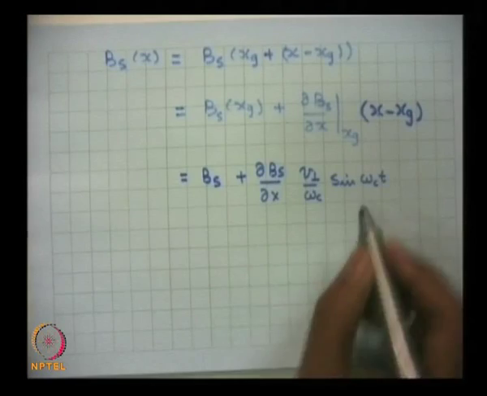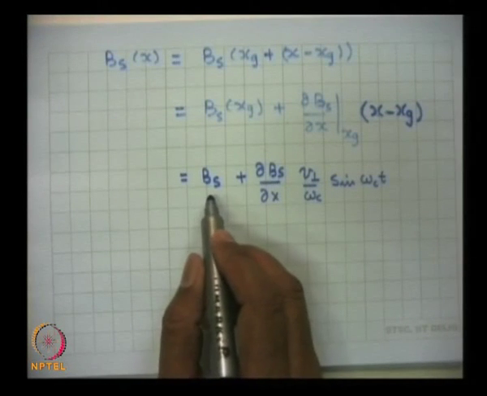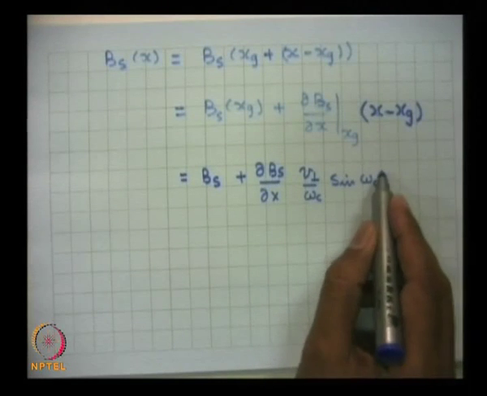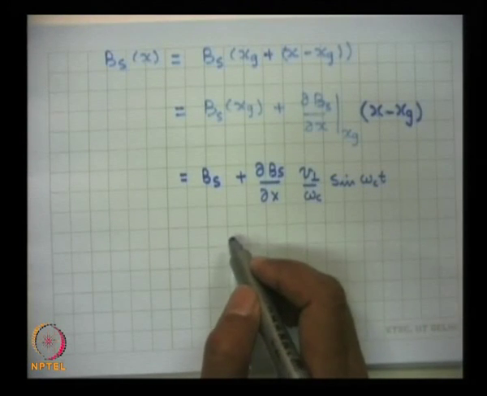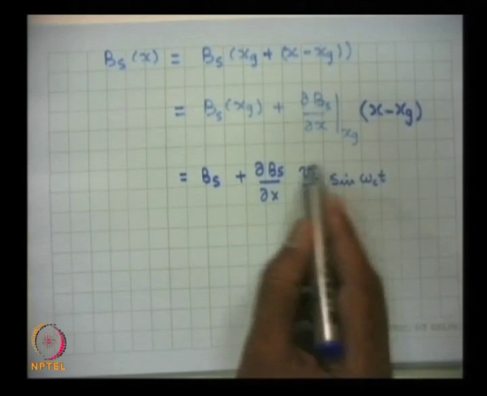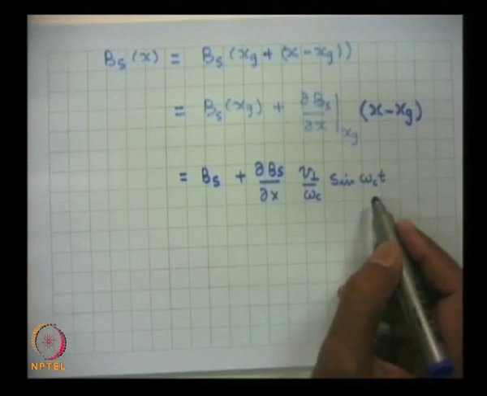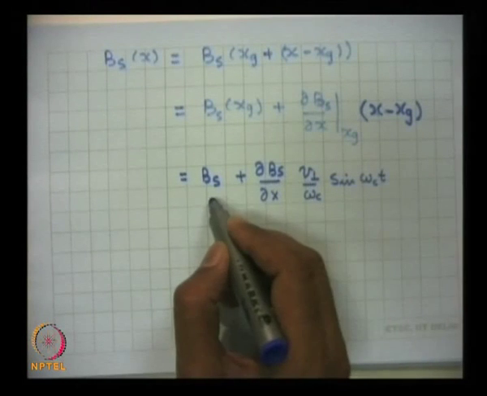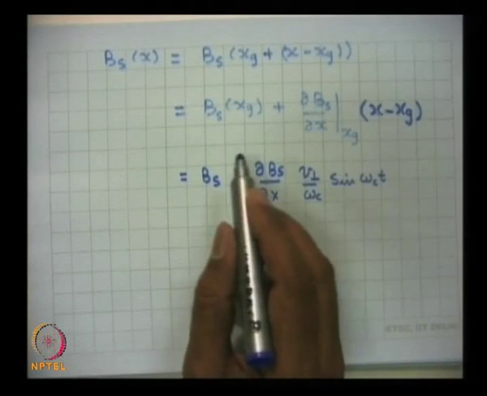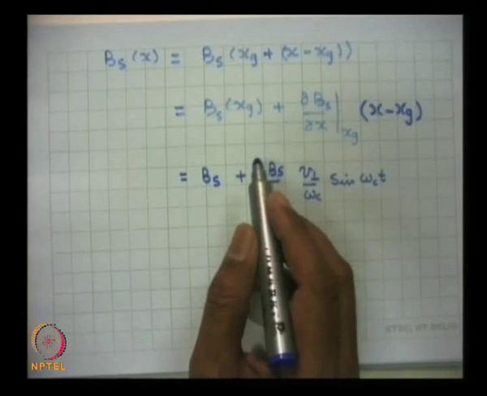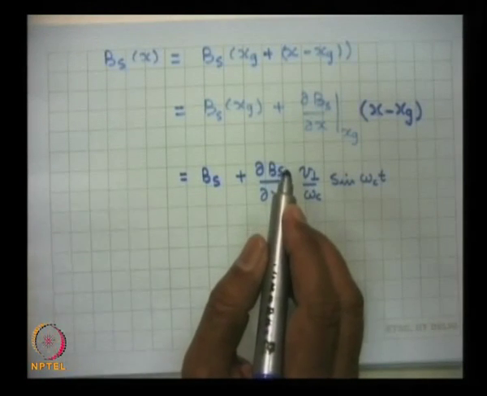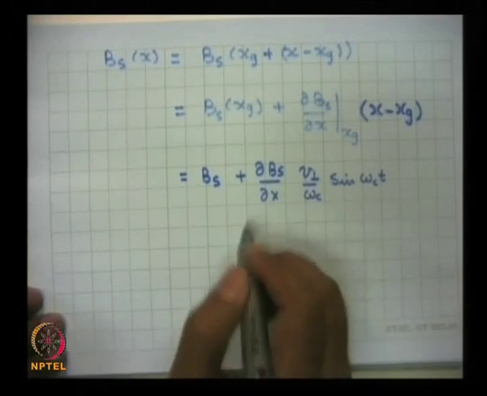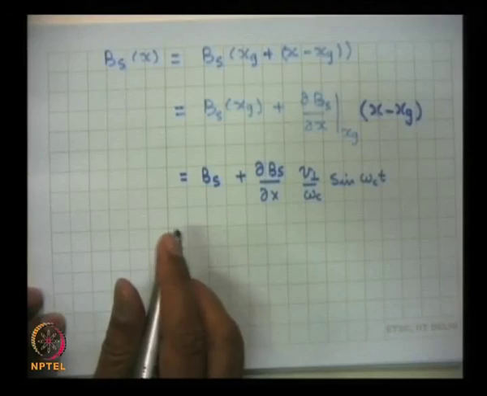This is the value of the magnetic field as seen by a gyrating electron. At different times, the value will be different. This is a constant, this is a constant, but this is the only time dependence. So at different times, the field will be either higher than Bs or less than Bs, where Bs is the value of the magnetic field at the center of the gyration point, the center of gyration. Now let's substitute this in the equation of motion.